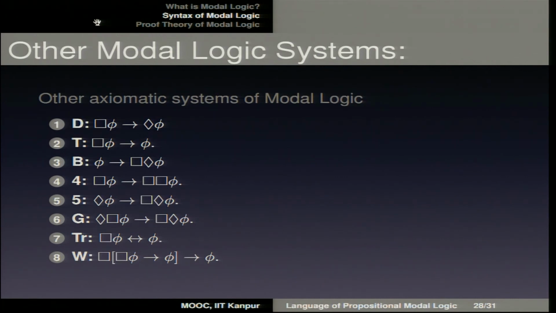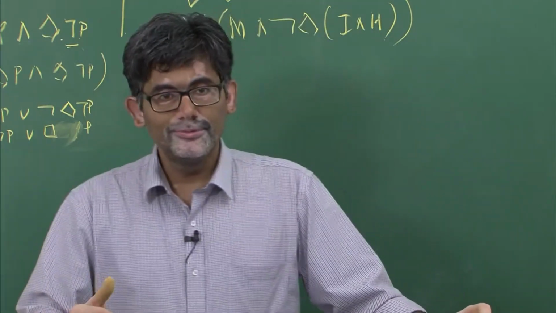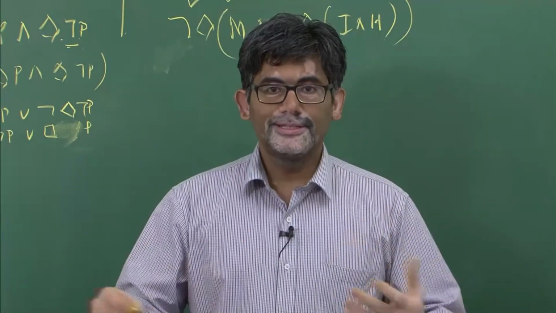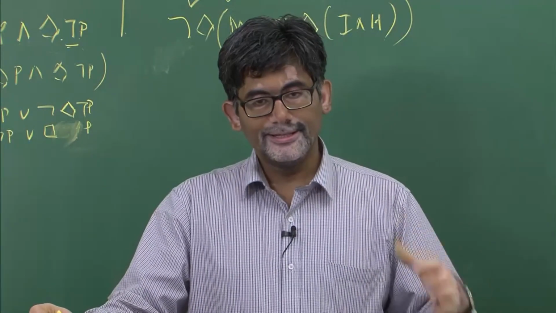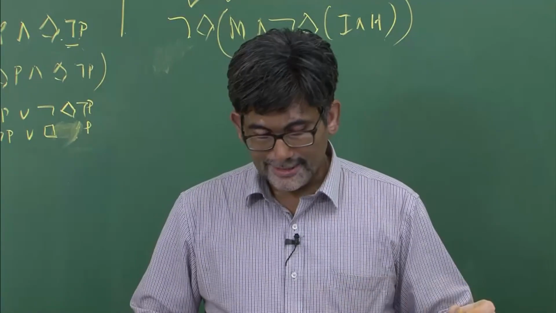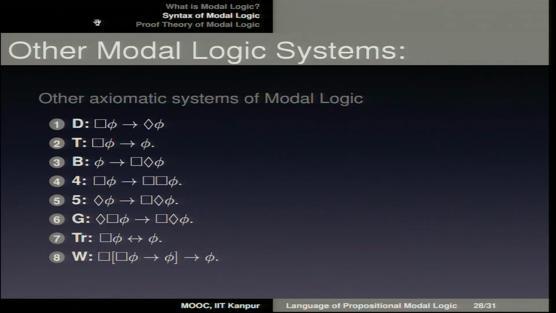Till the development of Kripke semantics, modal logicians were constantly trying to prove theorems within these logical systems, and they have come up with characteristic axioms, and these characteristic axioms are like this. In the next class we will be dealing with these things in a systematic manner.